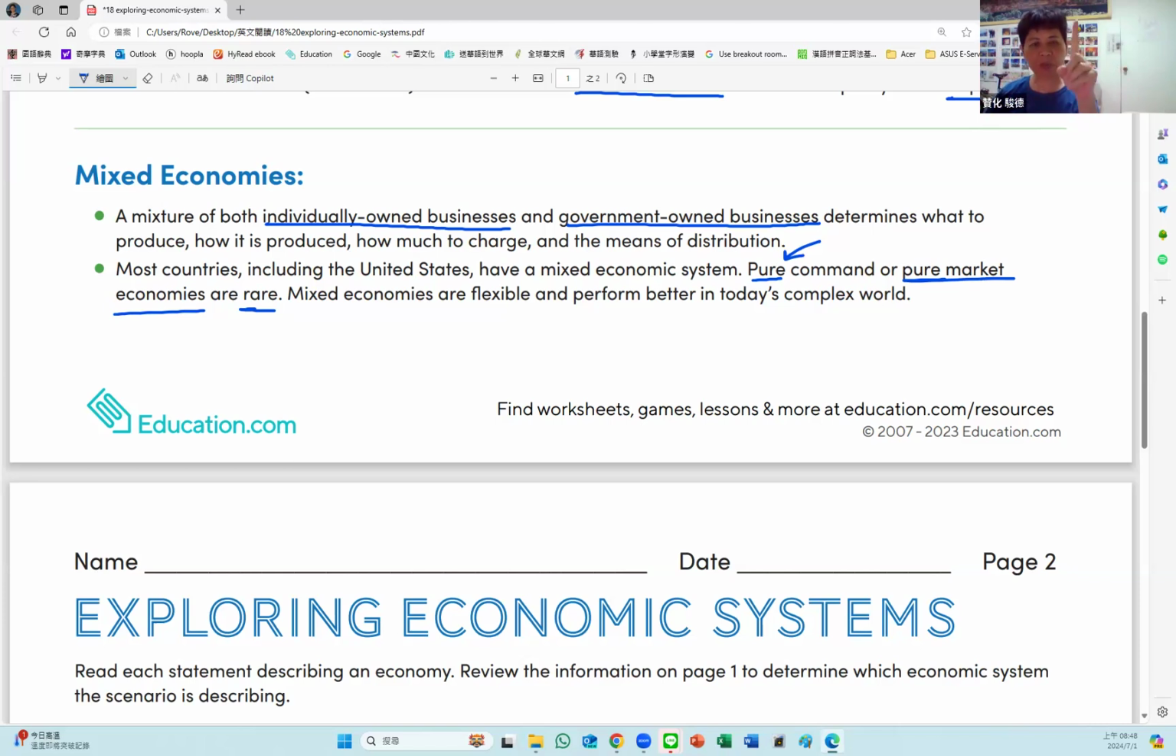Because if the cell phone system were controlled by only one company, then the company can decide the price, right? And the consumer has nothing to say about it. It's not fair. So it's a free market for many different companies to produce the same item. Then they compete with each other, and the consumer can have choices. So in a way, that will decide the price of the item. So usually it's a mixed economy, not purely this or purely that. That's why we say it's rare. Mixed economies are flexible and perform better in today's complex world.